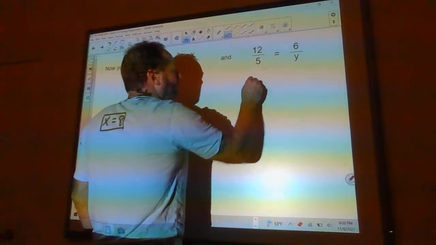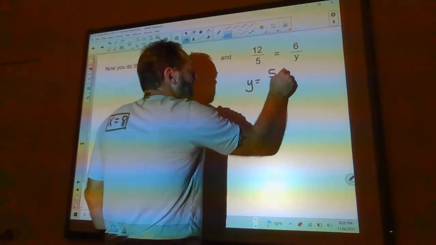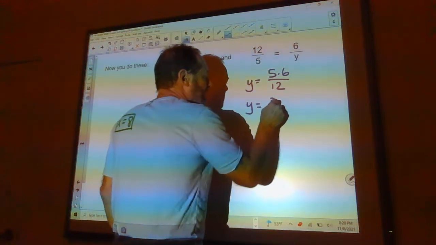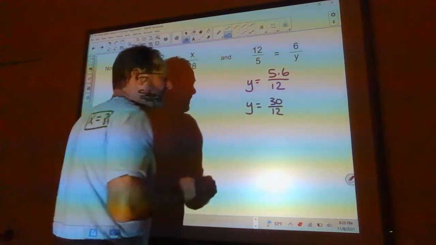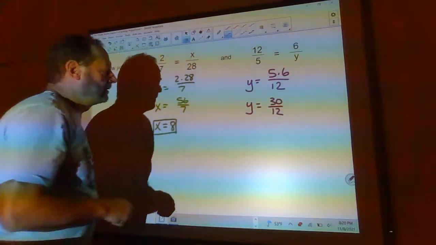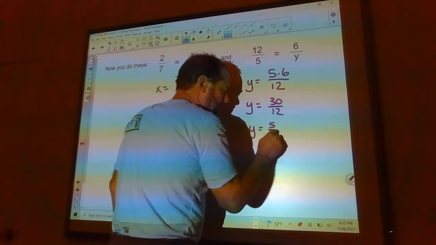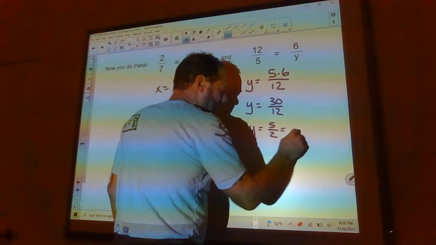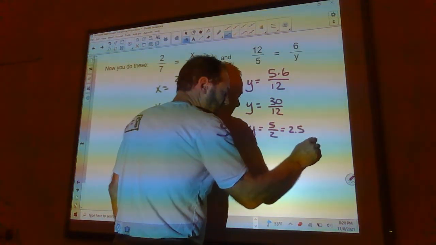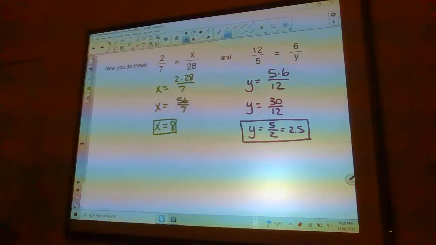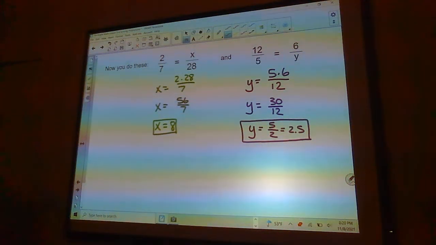This one over here, y is going to be 5 times 6 divided by 12, which is 30 divided by 12. Which, let's see, 6 will go into both of those. It'll go into 30 five times. It'll go into 12 twice. So this is 5 halves or 2.5. Either one of those will work. So that's what you should have got for those.